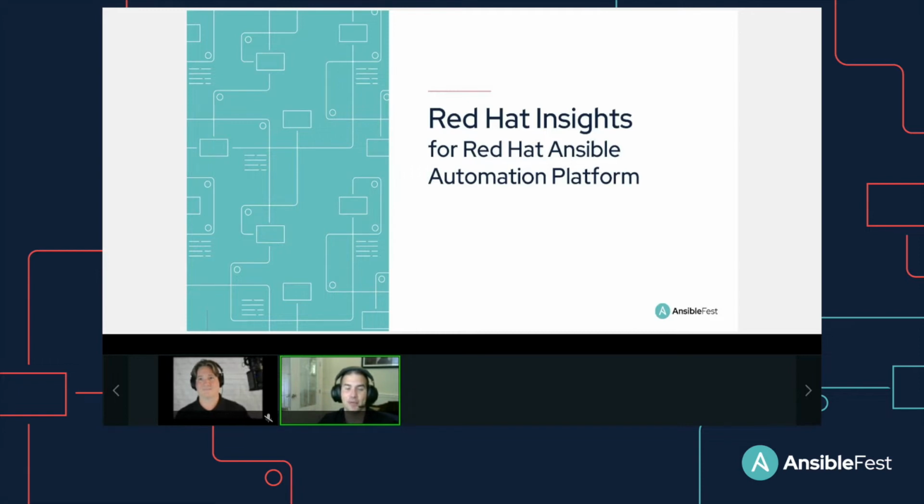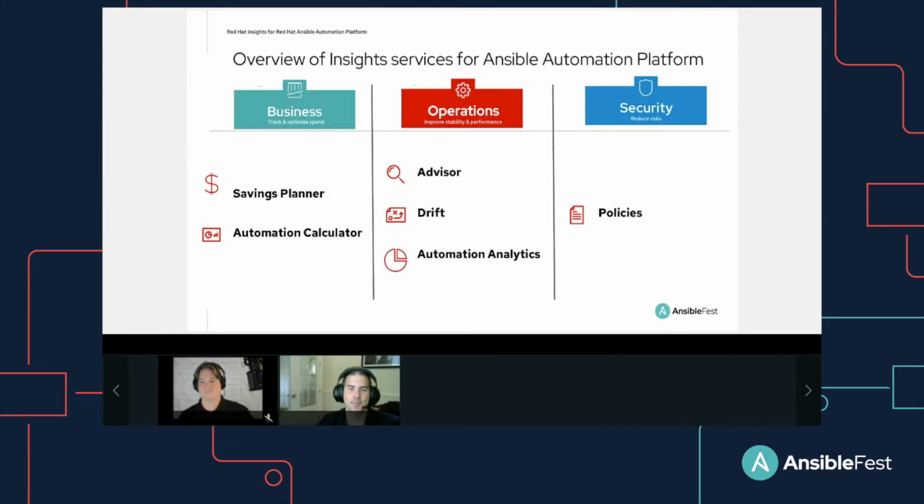Red Hat Ansible Automation Platform, which breaks into 3 themes. Taking a closer look at the 3 different themes, business, operations, and security, we have different Insights services for Ansible Automation Platform. Under business, we have the savings planner and the automation calculator. For operations, we have advisor, drift, and automation analytics. For security, we have the policies and services. Let's take a closer look at these.